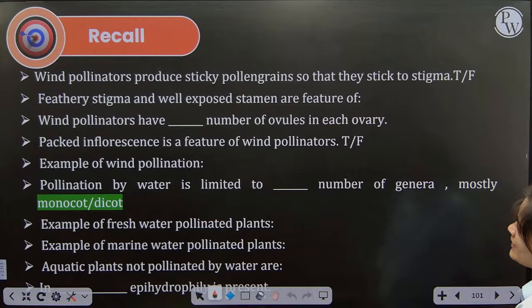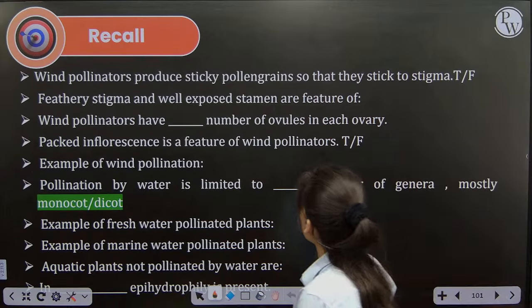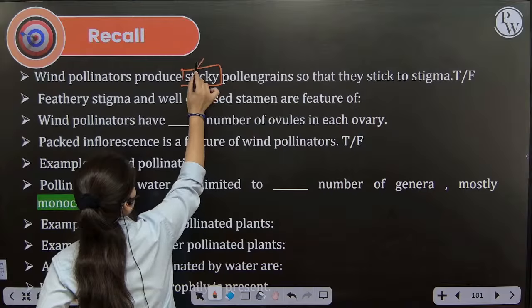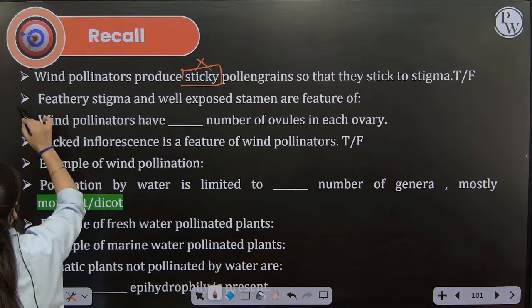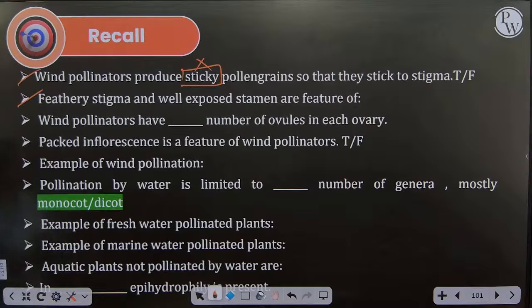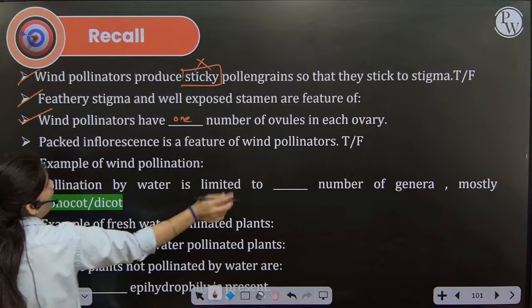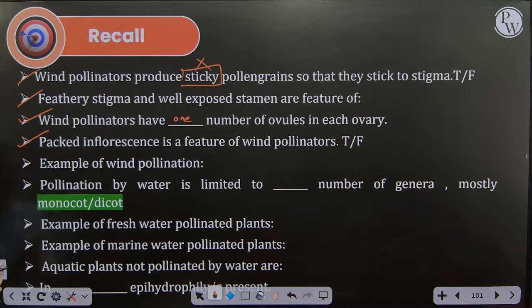Wind pollinators produce sticky pollen grain so that they stick to the stigma. No, pollen grain should be non-sticky so that it is easily dispersed in wind currents. Feathery stigma and well exposed stamen are features of flowers which are pollinated with the help of wind. Wind pollinated flowers have at least one ovule inside each ovary. Packed inflorescence is a feature of wind pollinators. Is this statement true or false? True. Example of wind pollination: grasses, maize.